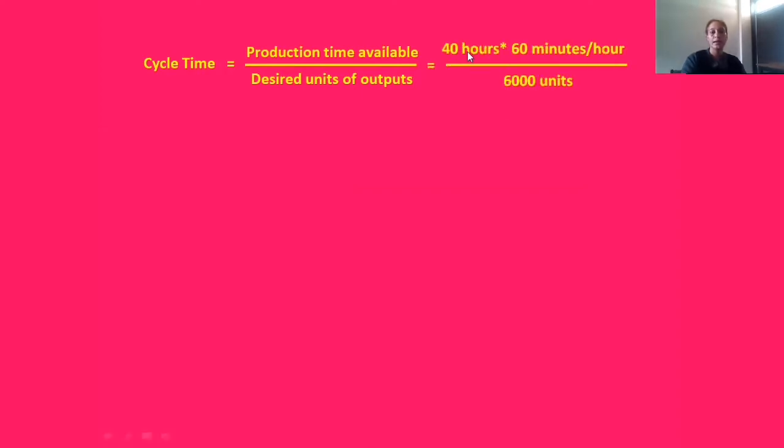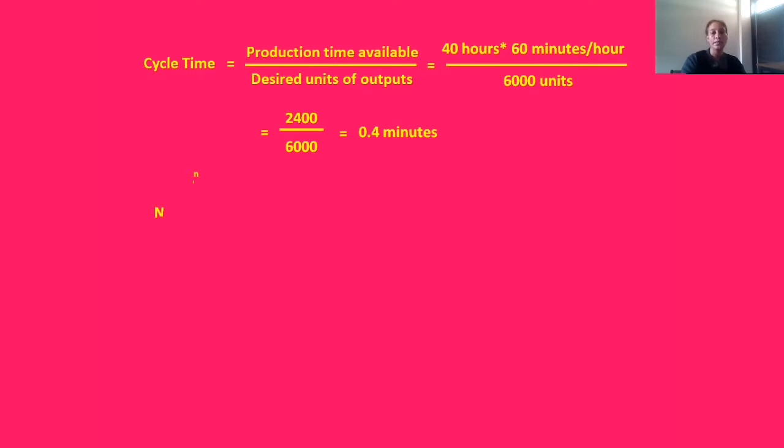So we are converting hours into minutes, because task time is given in minutes. That is why we need to calculate cycle time in minutes. So it is 40 hours times 60 minutes per hour divided by 6000 units. That way we get 2400 divided by 6000, or 0.4 minutes. So this is the cycle time value, or the desired cycle time.